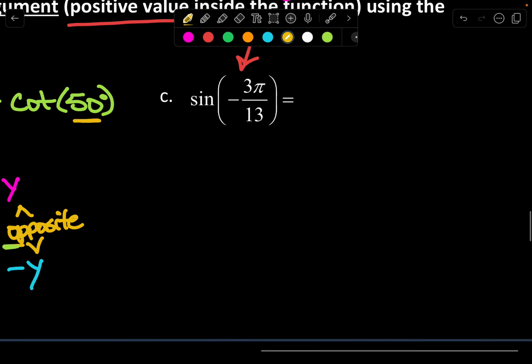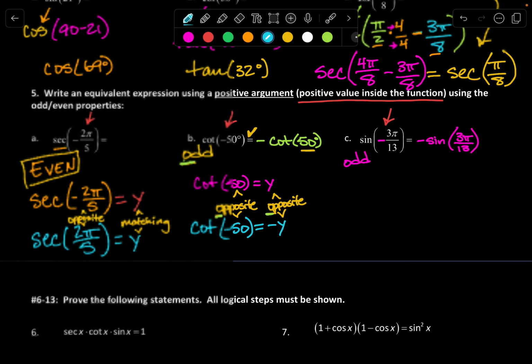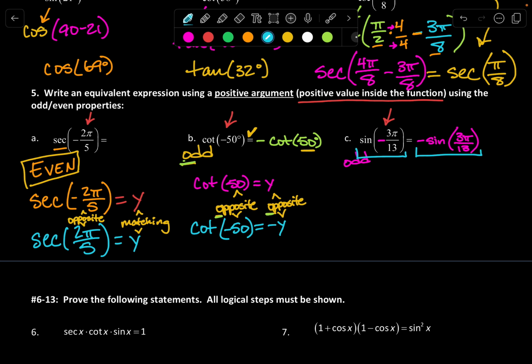Sine is also an odd function, which means, simply put, if the negative is in here, I can move it out front and have a positive argument. And again, you can always test these in your calculator if you're unsure. If you type this into your calculator and this into your calculator, you should get the exact same value.